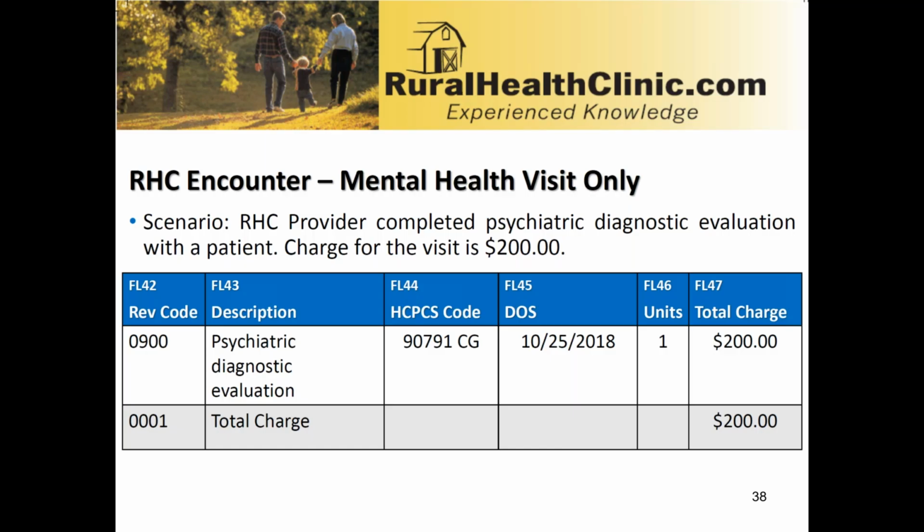Let's go on to the next one, mental health services here. If you do have an LCSW or an LPC, from a Medicare standpoint, it's revenue code 0900 you're going to use for that. There's your HCPCS code. You're going to use a 90791, and you're going to add the CG modifier to that. And in this case, your total charge would be $200. So that's how you would put a mental health service visit on there.